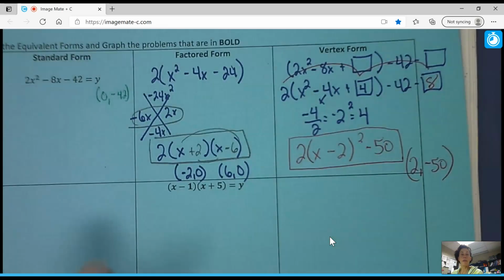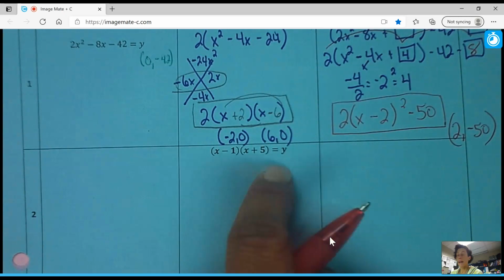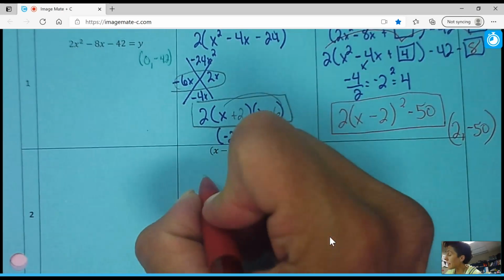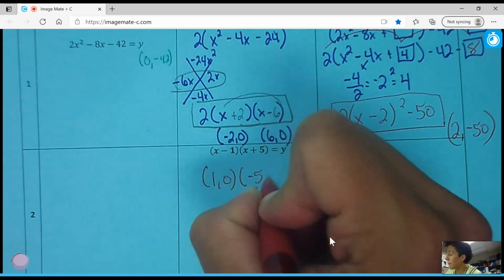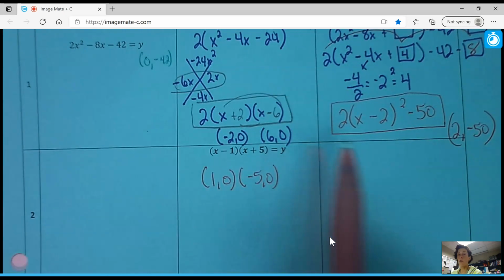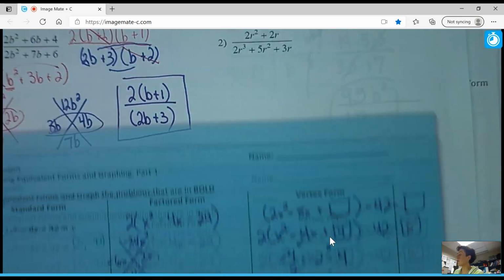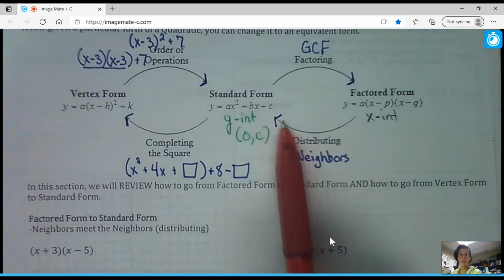So the next problem you will be graphing. This is going to start in factored form, which I can immediately go and get my x-intercepts of (1, 0) and (-5, 0). And then from there, I need to get standard form and vertex form. So with factored form starting it, the only thing I can do first is standard form.